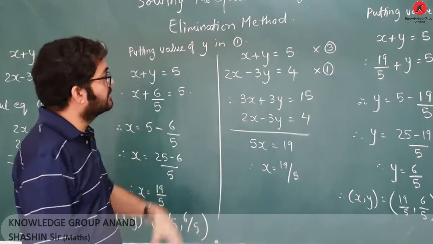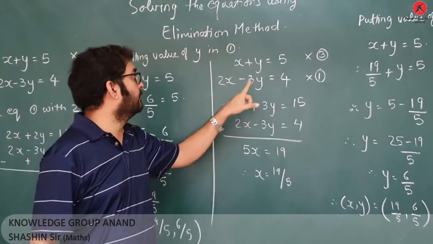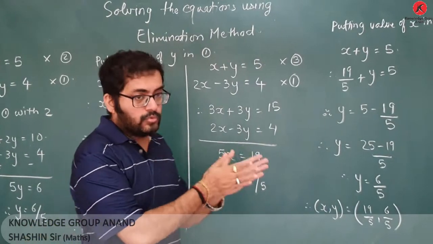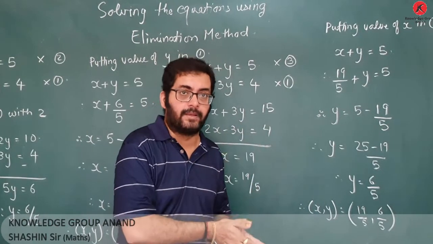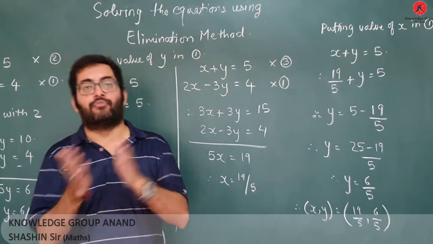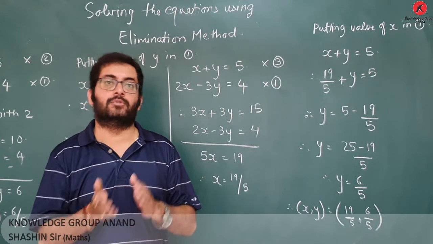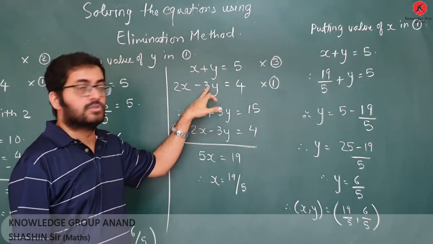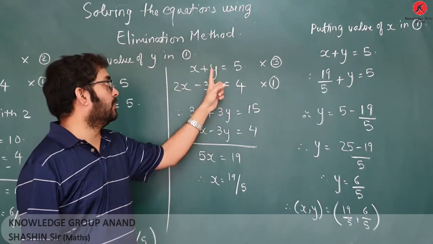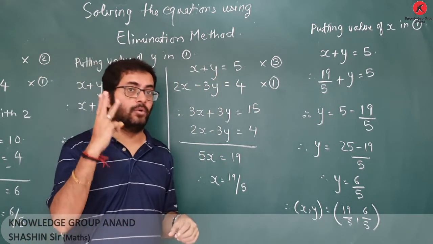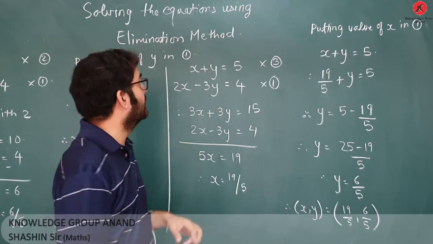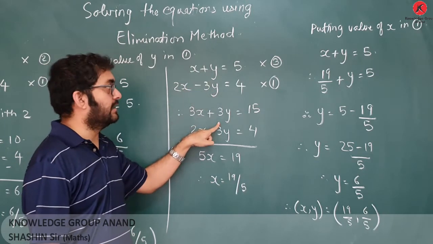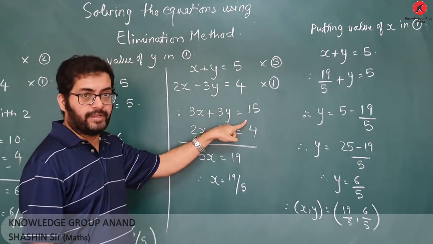So what are the equations? x plus y is equal to 5 and 2x minus 3y is equal to 4. Now I want to solve this sum by eliminating the value of y. So if I want to eliminate y, then the coefficients of y should be same. Here I am having y and here I am having minus 3y. So to get the coefficient same, I have to multiply equation 1 with 3. Whole equation 1 is multiplied with 3. So now x became 3x, y became 3y and 5 became 15.